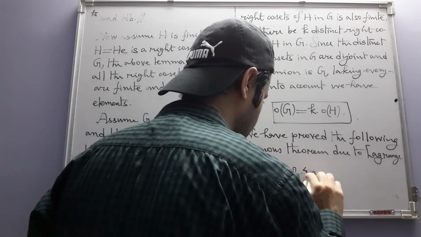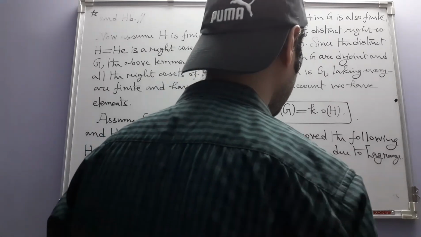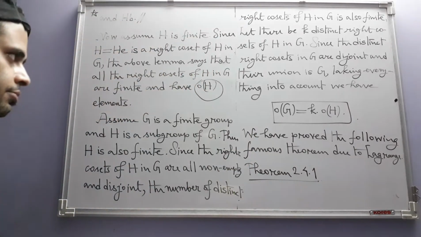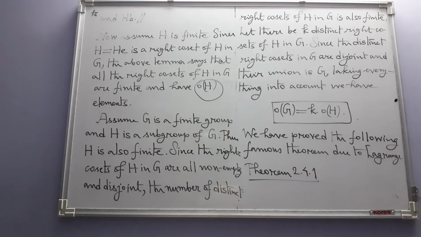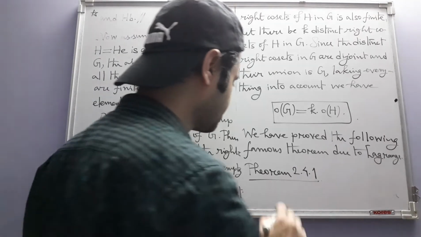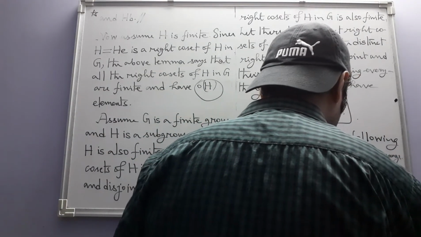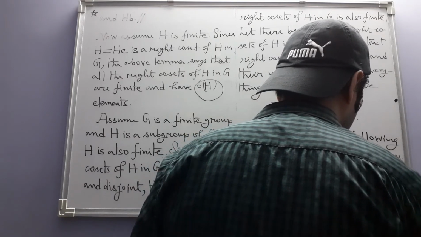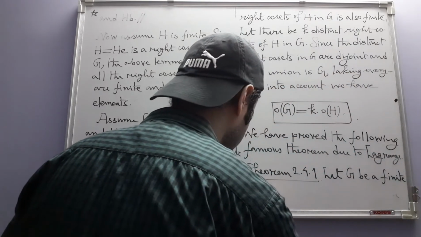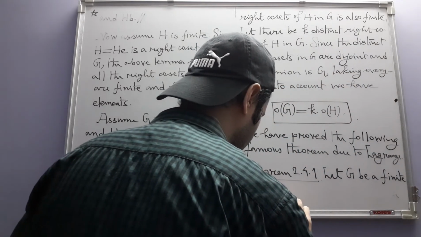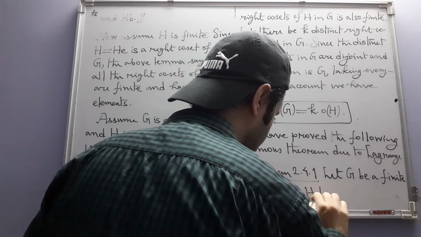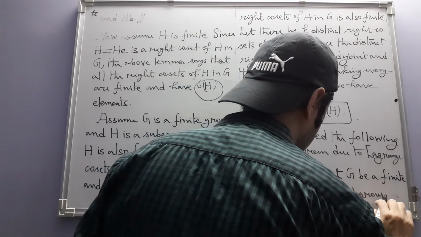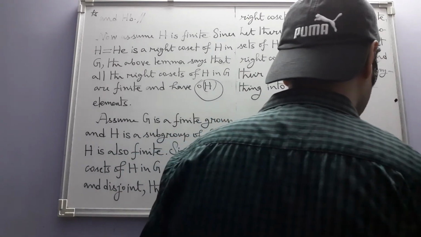Theorem 241. His name is also associated to something called Lagrangian from mechanics. Theorem 241. Let G be a finite group and H be a subgroup of G.